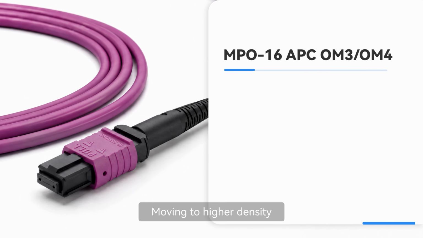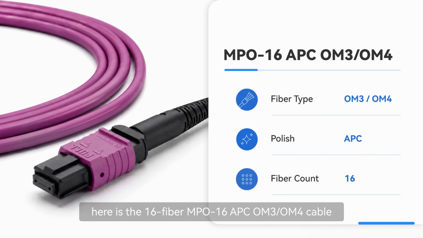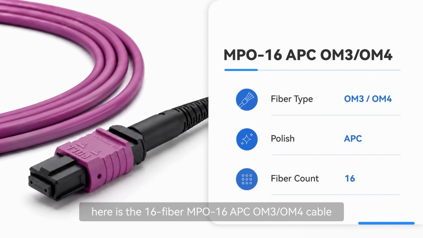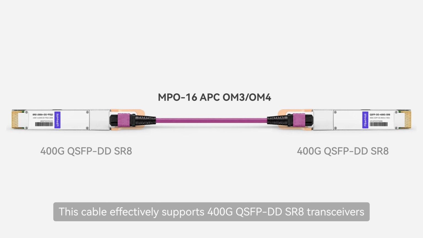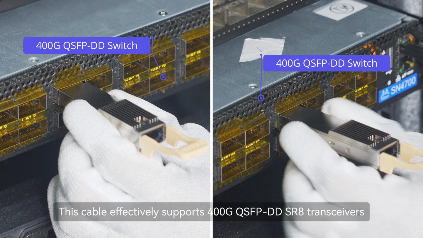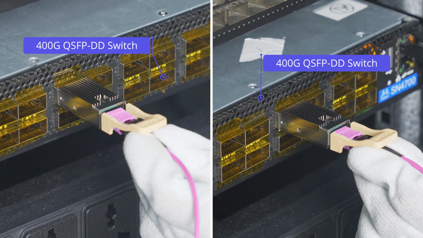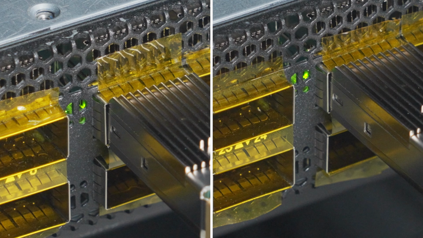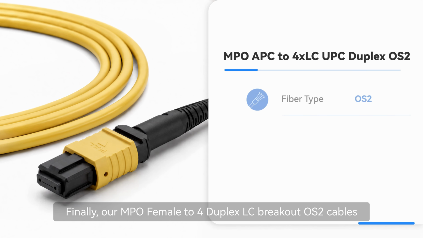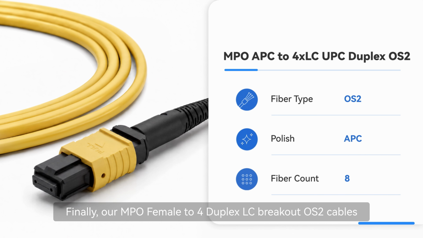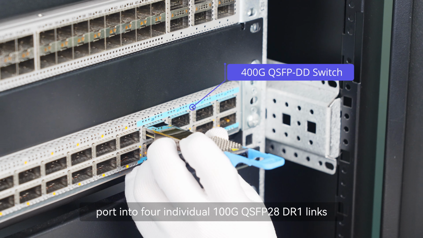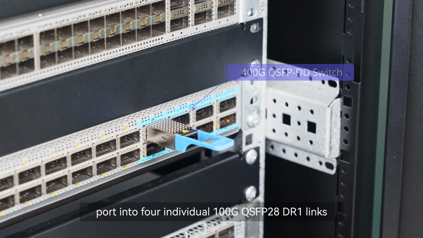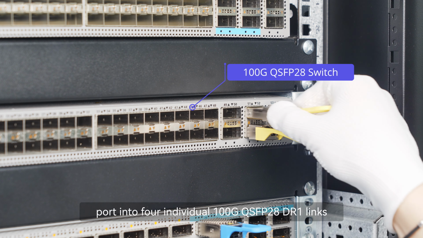Moving to higher density, here is the 16-fiber MPO-16 APC OM3/OM4 cable. This cable effectively supports 400G QSFP-DD SR8 transceivers. Finally, our MPO female to 4 duplex LC breakout OS2 cables. These are used to split a 400G QSFP-DD DR4 port into 4 individual 100G QSFP28 DR1 links.